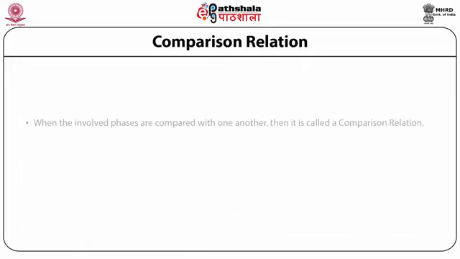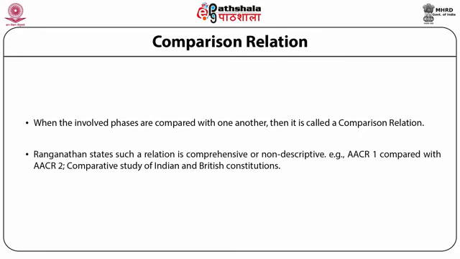Comparison relation. When the involved phases are compared with one another, then it is called a comparison relation. Ranganathan states that such a relation is comprehensive or non-descriptive. For example, ACR1 compared with ACR2. Comparative study of Indian and British constitutions is another example of comparative phase relation.